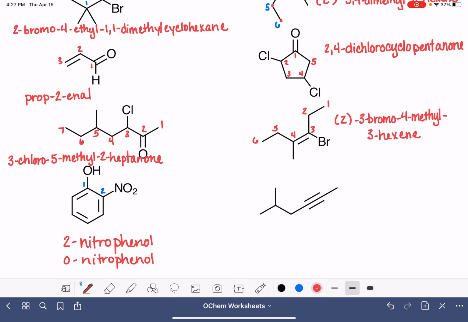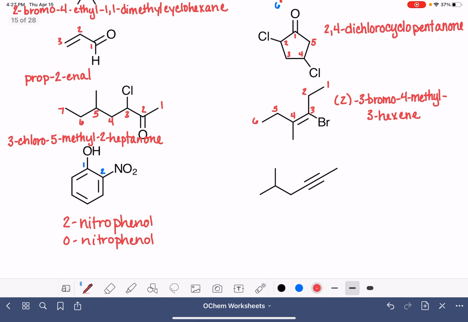Last but not least, we have an alkyne. With alkynes, that takes priority in the numbering, so we want to number this molecule from right to left, 1, 2, 3, 4, 5, 6, to give the alkyne the smallest possible number. Our branch is on carbon number 5, so that's 5-methyl. And then our triple bond is on carbon number 2, so that is 2-hexyne.